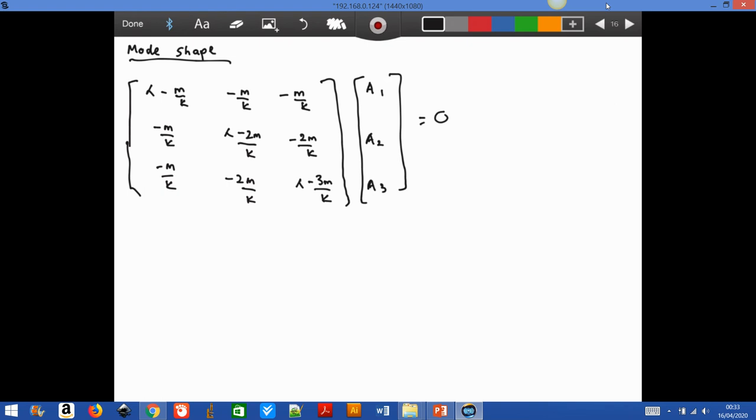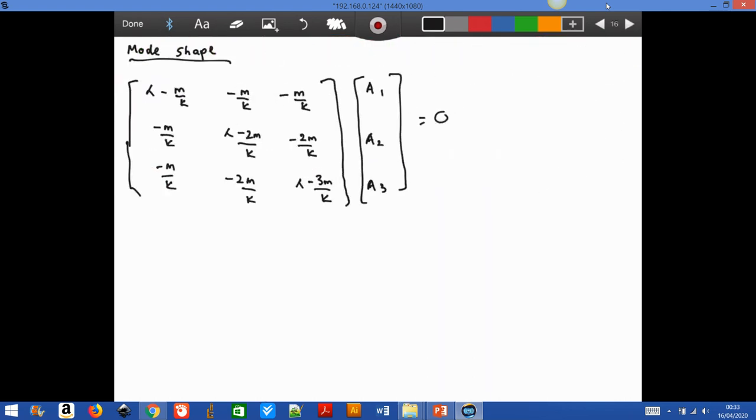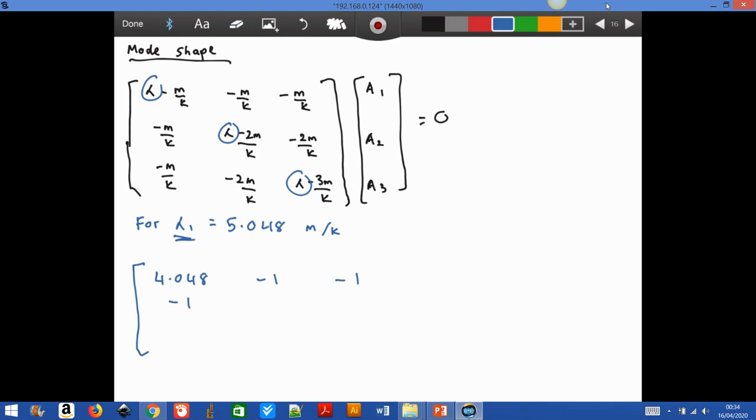So in order for us to get the mode shape, first use the value of lambda. Let's say we start with lambda 1, which is 5.048 m over k. Therefore, if we replace the value lambda 1 in all of the lambda terms here, we will get 4.048 minus 1 minus 1, 3.048 minus 2, minus 1 minus 2 2.048, times a1 a2 a3 equals to 0.